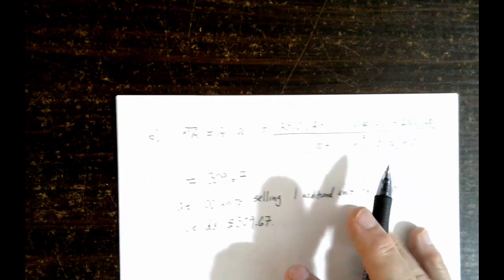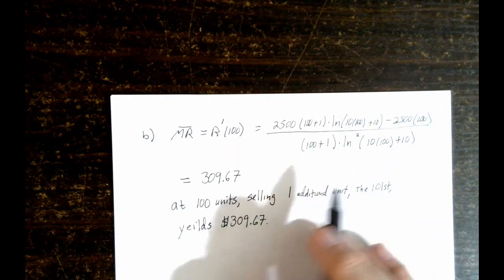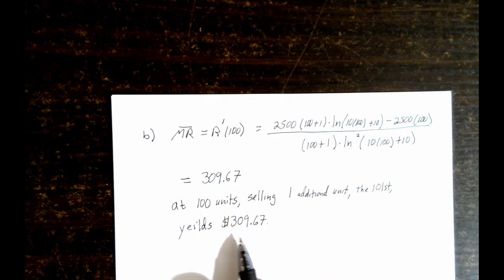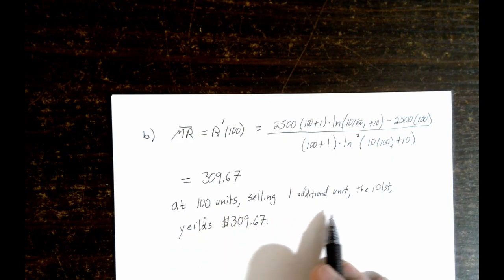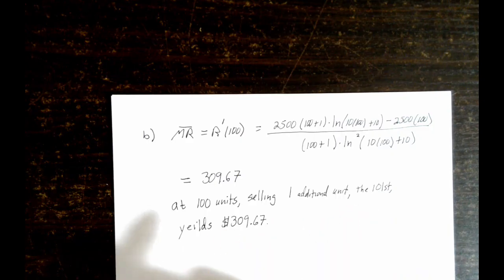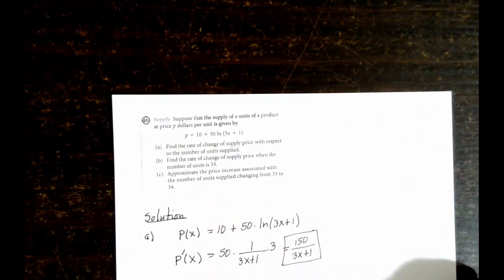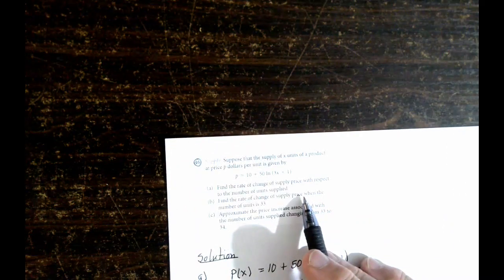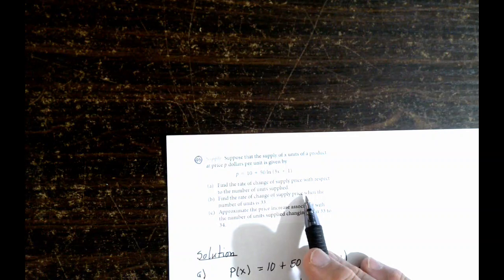you get this here, and that equals $309.67. So at 100 units sold, selling an additional unit, the 101st, is going to yield you $109.67. So this one gives you the supply of a product at price P.